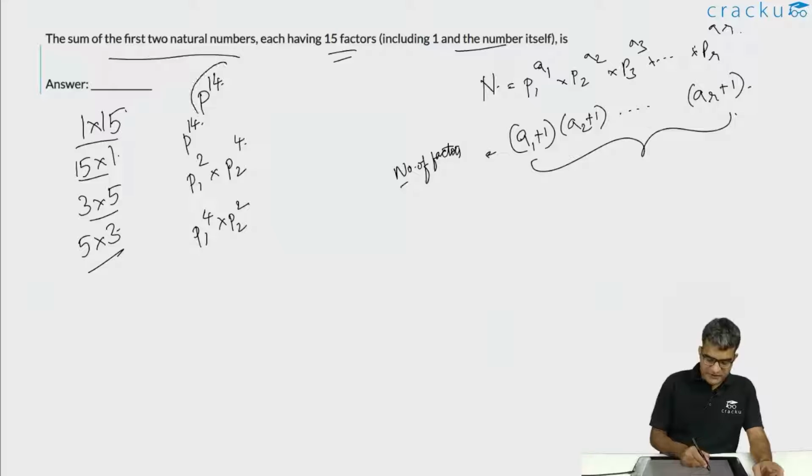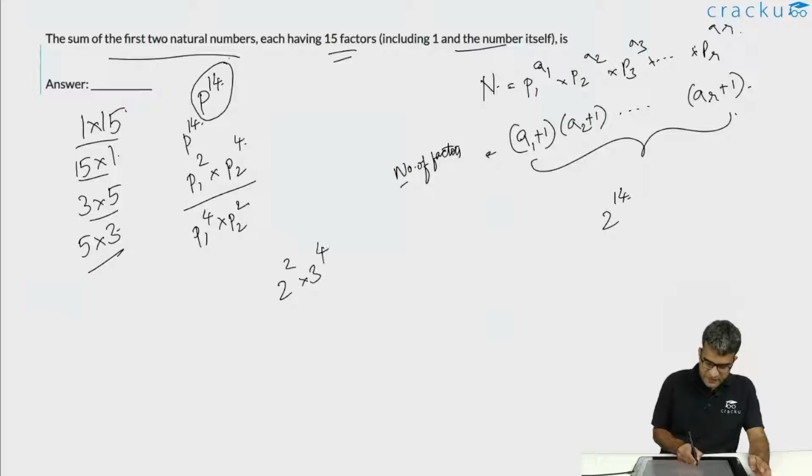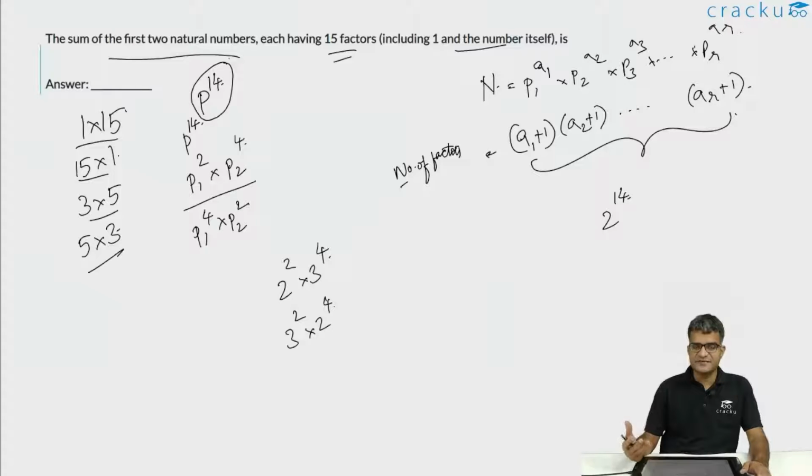The smallest number which is of the form p to the power 14 is 2 to the power 14. The smallest number which is of the form p1 square into p2 to the power 4 is 2 square into 3 to the power 4. We can also have it another way around. We can have it as 3 square into 2 to the power 4. These are basically the numbers that we have to consider.